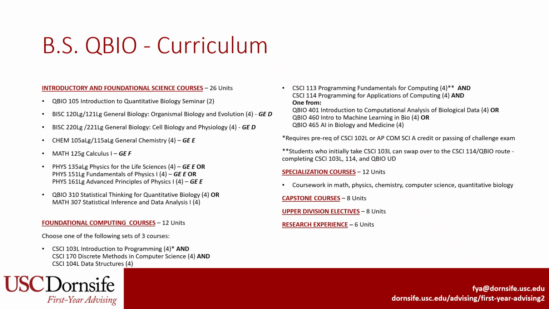You'll also take 8 units of capstone coursework and 8 units of upper division major electives. Finally, you'll complete 6 units of research coursework, which can be fulfilled by doing independent research with a faculty member, taking a student-led multi-omic data analysis course, or completing the seminar and thesis coursework that is part of the QBio Honors Program.